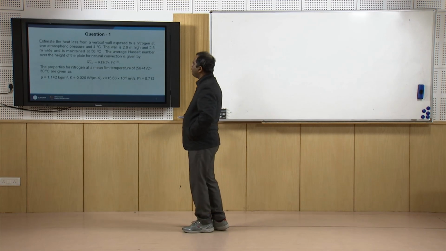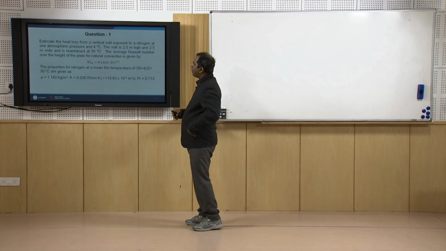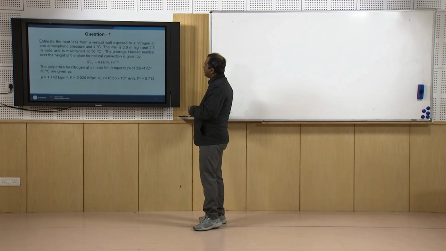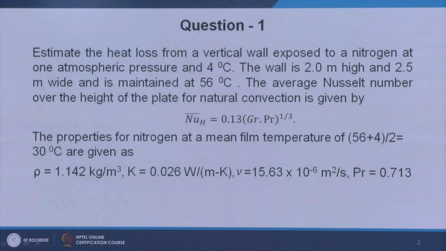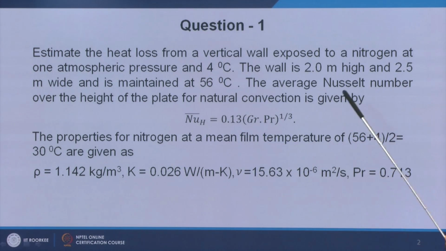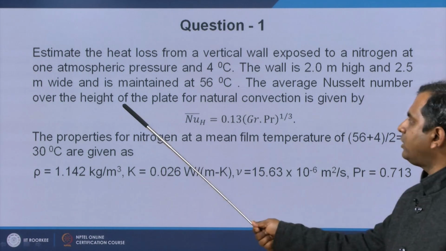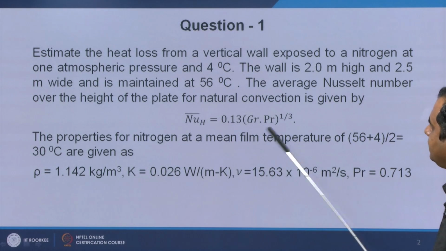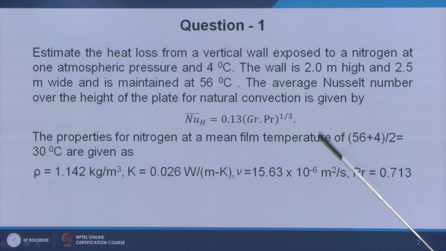As the first problem, we will be doing this: estimate the heat loss from a vertical wall exposed to nitrogen at 1 atmospheric pressure, so 1 atm pressure and 4 degree centigrade. The wall is 2 meter high and 2.5 meter wide and is maintained at 56 degree centigrade. The average Nusselt number over the height of the plate for natural convection is given by this formulation. So, you have to use this.